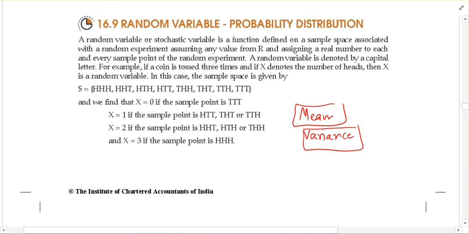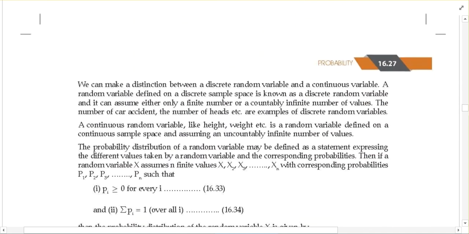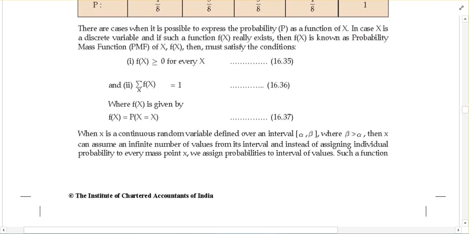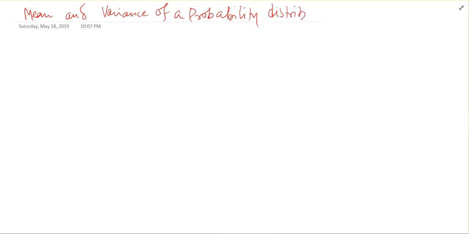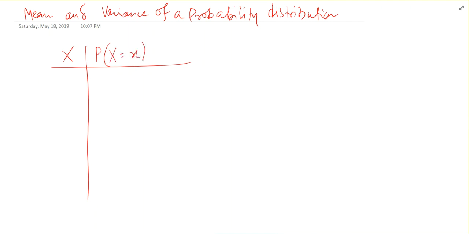So in the previous lecture, we learned about random variable and what is a probability distribution. We learned about random experiment and all. Now, if we are given a probability distribution, then what to do? So let's see. Mean and variance of a probability distribution. Okay, so X is our random variable. P(x) is its probability. It can be written in the following ways.